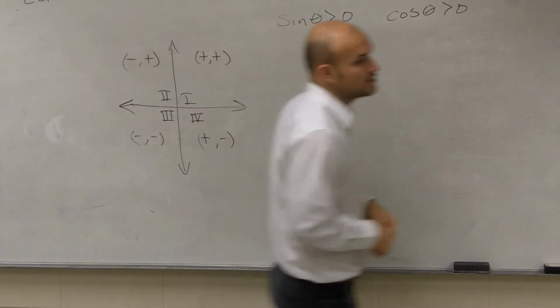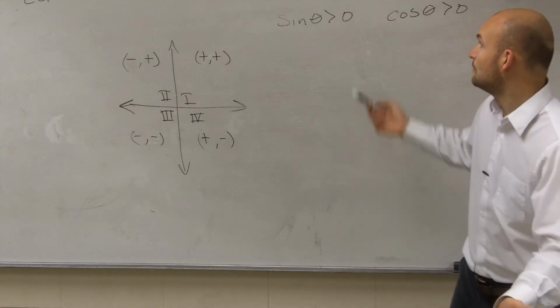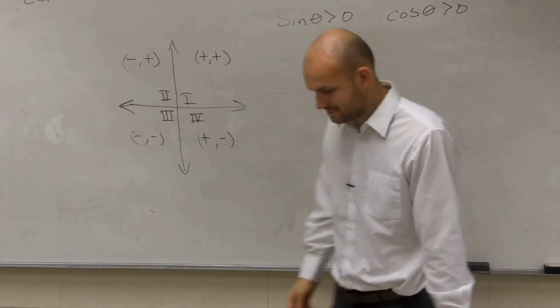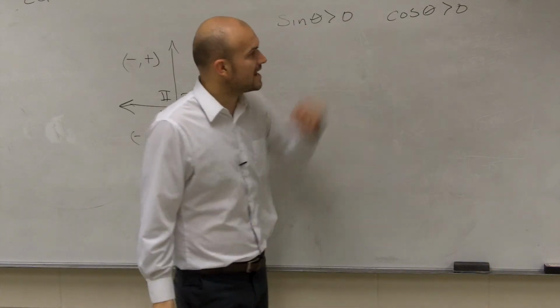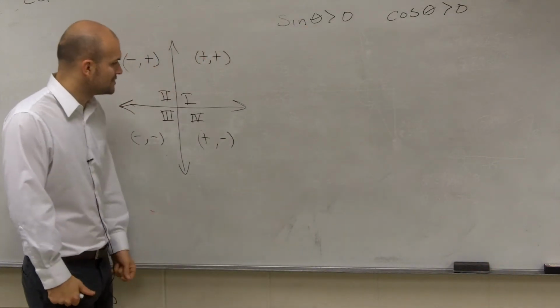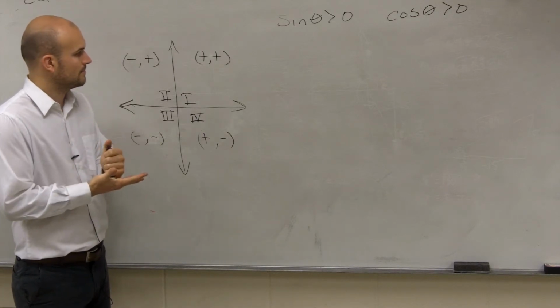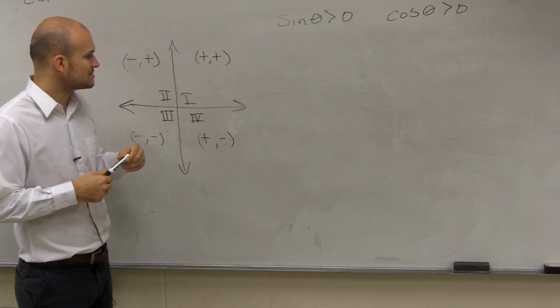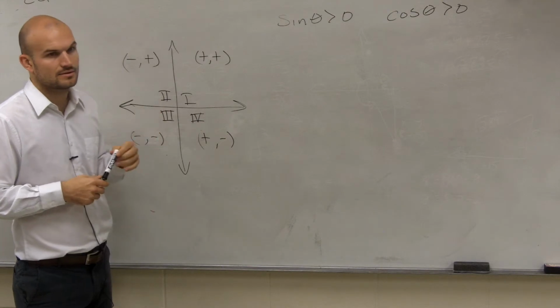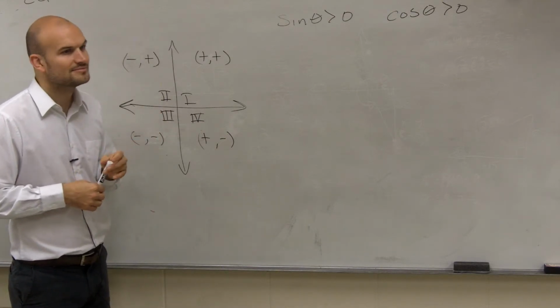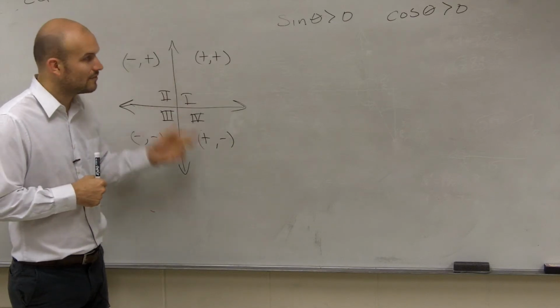Then it takes a look at the cosine. So if sine was the y coordinate, cosine, Matilda, was the x coordinate. And it says the x coordinate has to be greater than 0. So what quadrants is the x coordinate greater than 0? 3 and 4.